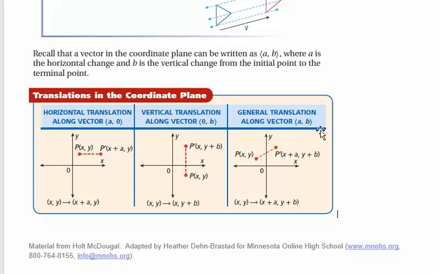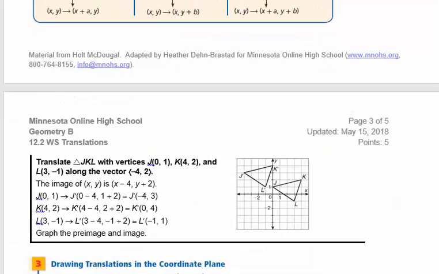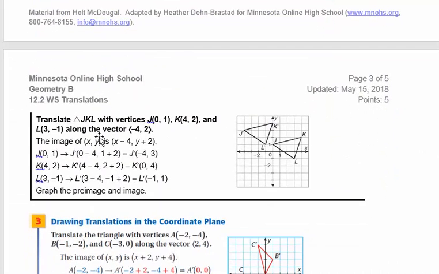A lot of the time, it'll just be a general translation along both of these. The horizontal and vertical components will have numbers, and then you will add the horizontal component A to the x-coordinate, and you will add the vertical component B to the y-coordinate. Of course, A and B could be negative numbers, and then you'll actually be subtracting from the pre-image vertex coordinates. It's easier actually doing the problem than just explaining how to do it.